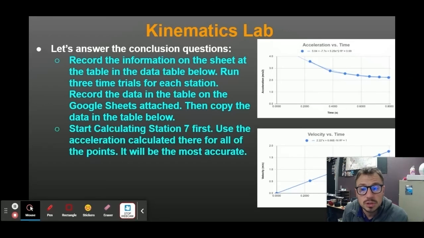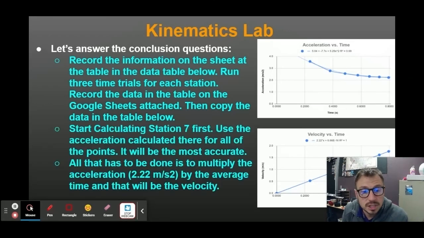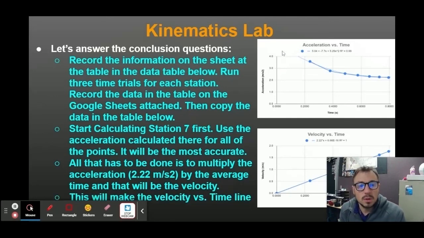So we're just going to use 2.22 for the acceleration, and then we're going to use that to calculate it. That way, if you look at the graph below, our velocity versus time graph should be a straight line, and that slope should be 2.22 meters per second squared. The acceleration will be the same. All right. So once again, this is the kinematics part 2, calculations.